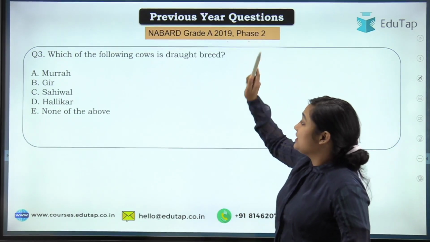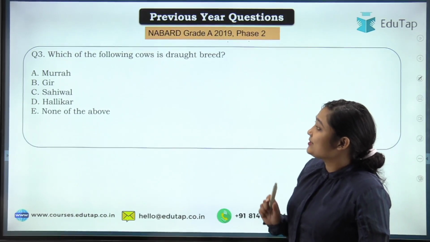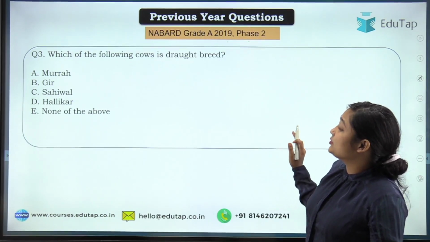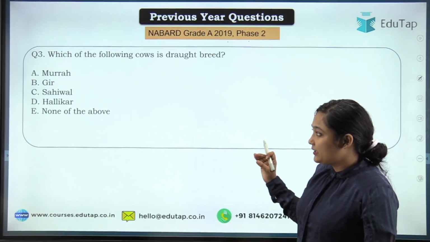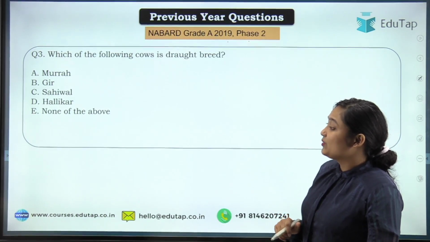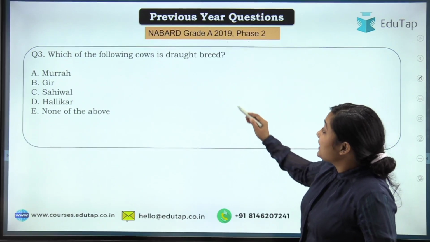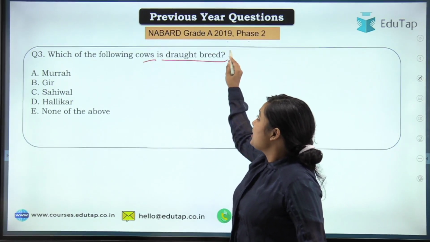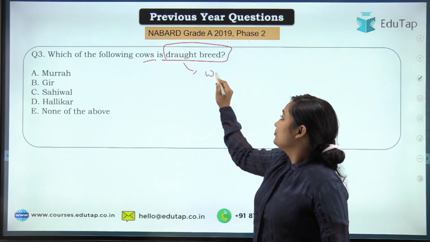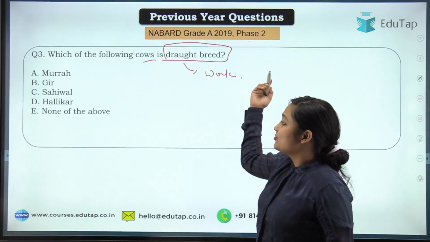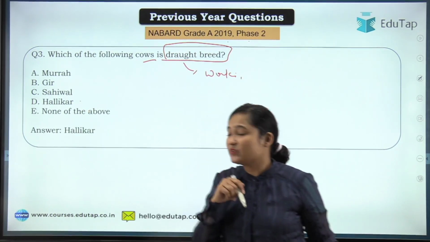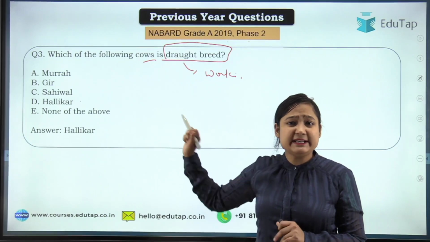Again, 2019 phase 2, this question was covered. The question was, which of the following cow is a Draught breed? Your options are Murra, Gir, Sahiwal or Halikar, or none of the above. So again, see, a direct question. A Draught breed of cow means good for working, the males are good for working, and among the options, of course, the correct answer is Halikar. Quite direct, quite easy question.